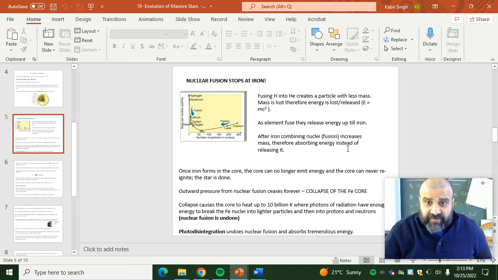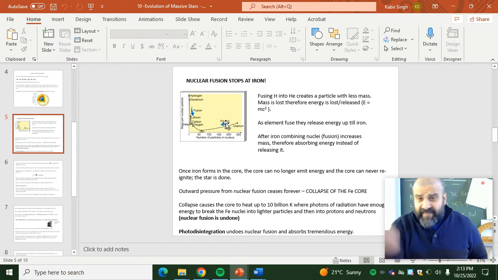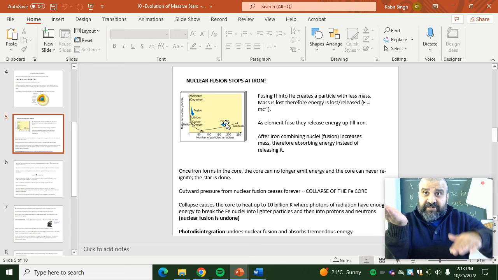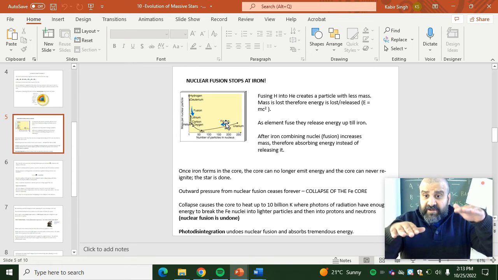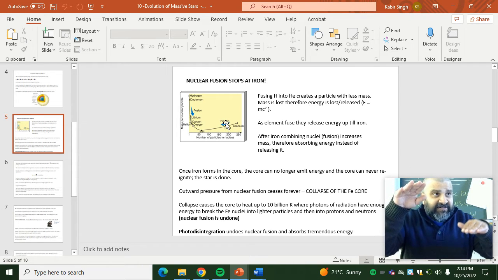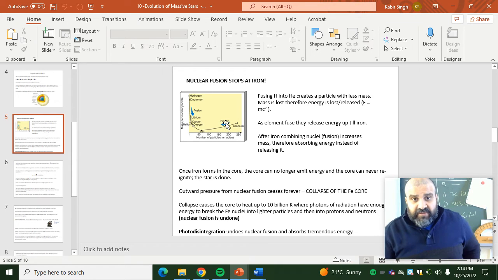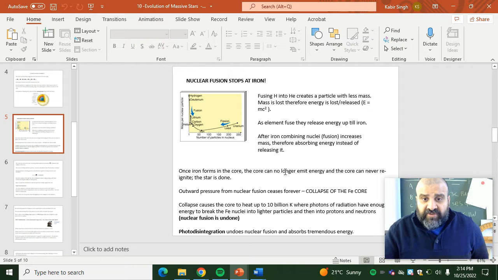Once we hit iron, after iron, combining nuclei fuse and the mass starts to increase. If mass increases, that means the energy starts to decrease. The amount of available energy to radiate out decreases. Remember, it's an equilibrium. Energy and mass are equal, but if mass starts to go up, there's less energy available. So once the iron forms in the core, it can no longer emit energy, and the core can never reignite.